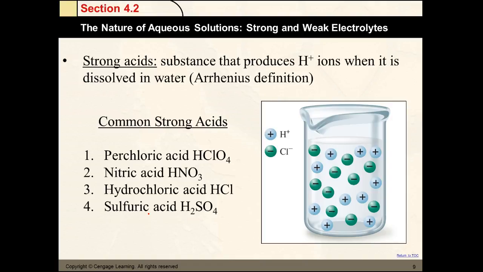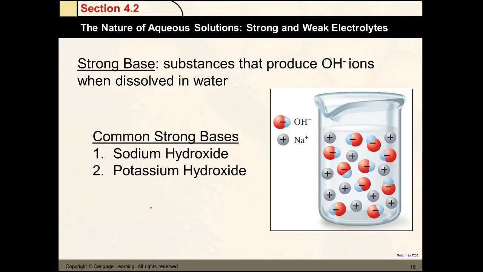And then the last type of strong electrolyte is the counterpart to a strong acid. It's going to be a strong base. And those are substances that produce OH minus ions when they are dissolved in water. And the only two that I'm going to require you to recognize right now are sodium hydroxide and potassium hydroxide, but there's plenty of other strong bases, and we'll talk about those at a later time. But notice over here, you put a strong base in water, you get tons and tons of OH minus ions and a bunch of Na plus ions, and as a result, you have a solution that conducts electricity very well.